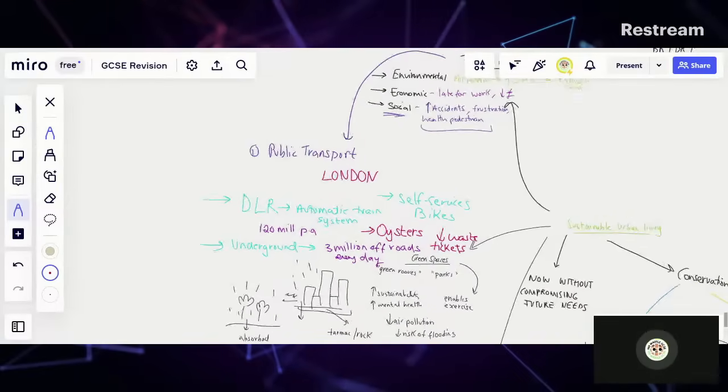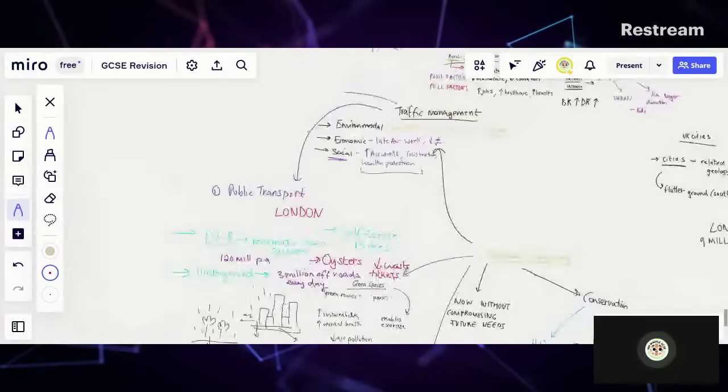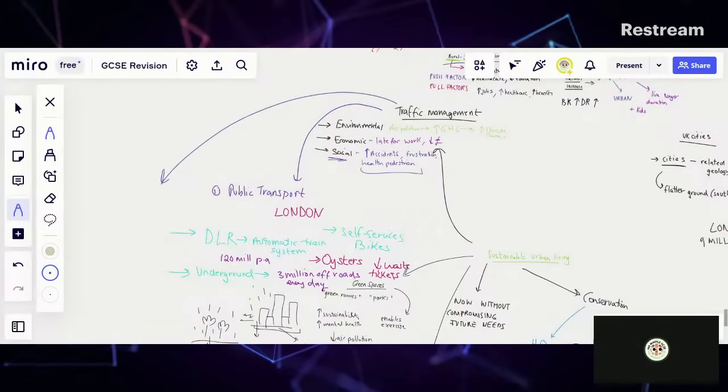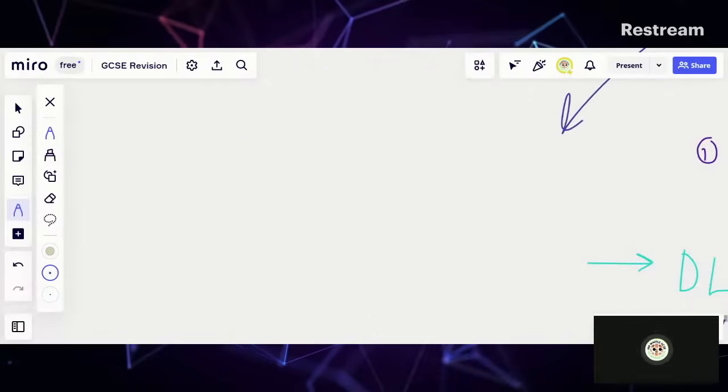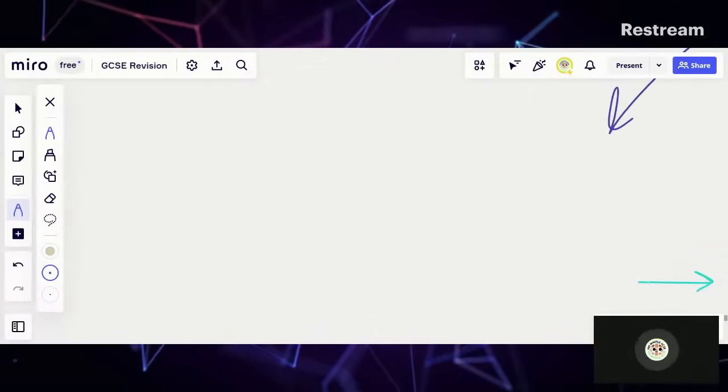Another way of managing traffic is also through managing and monitoring the traffic flow.